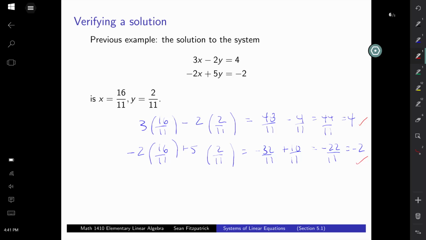So when we say that these values are a solution to the system, we mean they don't just work in one of the equations, they work in all of the equations. In this case, there are 2 that we have to check, so we plug it into both.